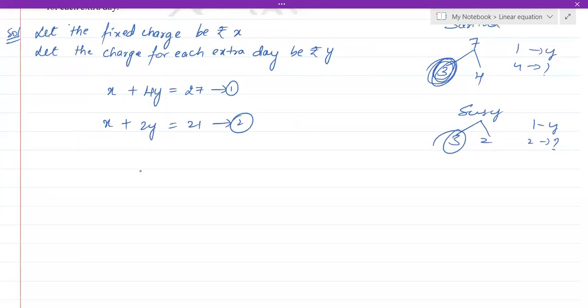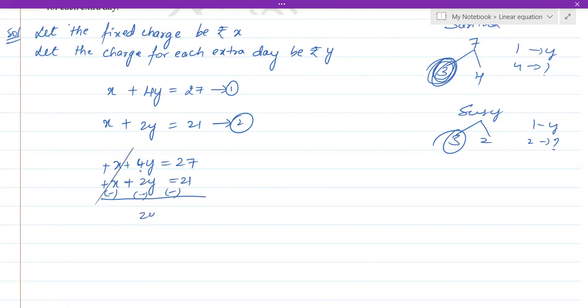Okay. So X plus 4Y is equal to 27. X plus 2Y is equal to 21. So this is plus X. So change the sign. Plus X and minus X gets cancelled. 4Y minus 2Y is 2Y. 27 minus 21 is 6. Therefore, Y will become 3. 6 by 2, that is 3.